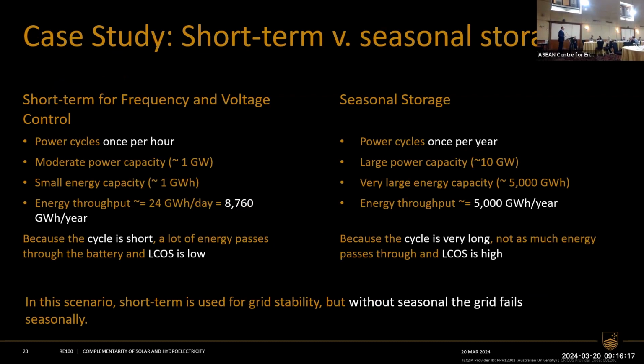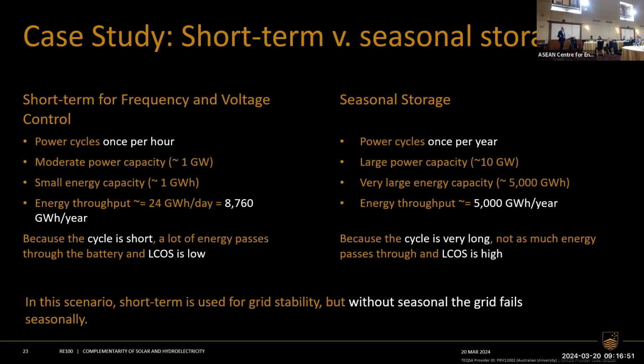Here's a little example comparing short-term and seasonal storage. In the short-term scenario, we have a battery which is being used for frequency and voltage control. It is being charged and discharged every hour. It is a small battery, 1 gigawatt hour, but it is being charged and discharged very often. A lot of energy is going through it. That means the levelized cost of storage is really small.